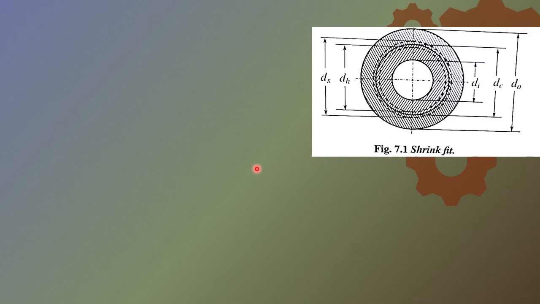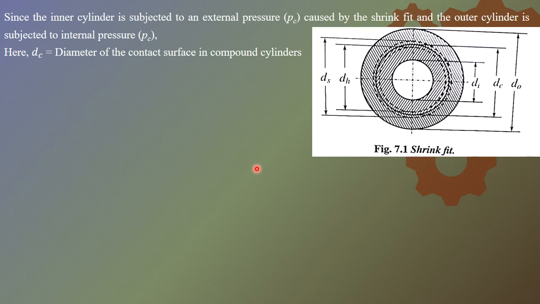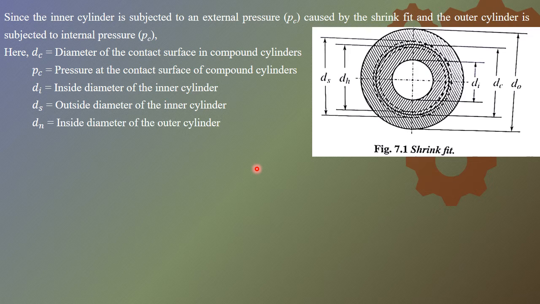So next we'll go through some of the terminologies used with respect to compound cylinders. I have told you previously, right? The inner diameter of the outer cylinder is smaller than the outer diameter of the inner cylinder, right? That is how the shrink fitting is basically taking place. So that's why a tight fit is taking place.